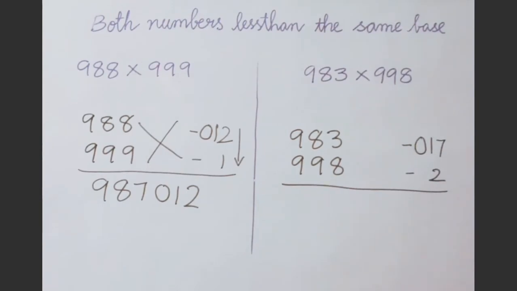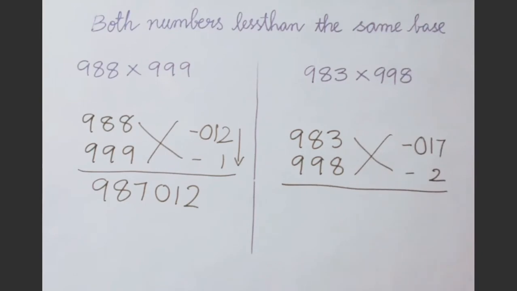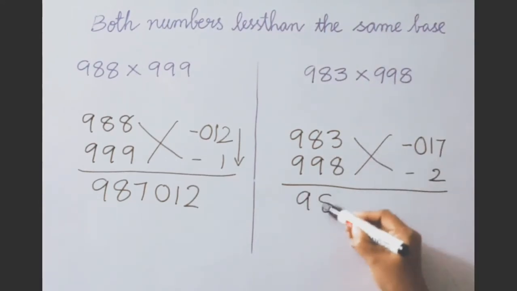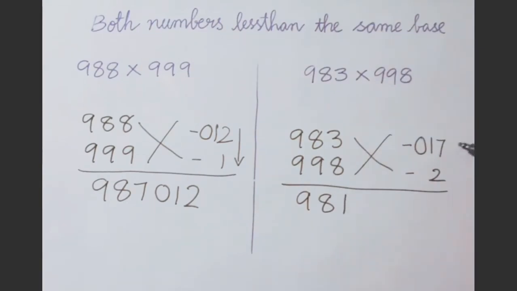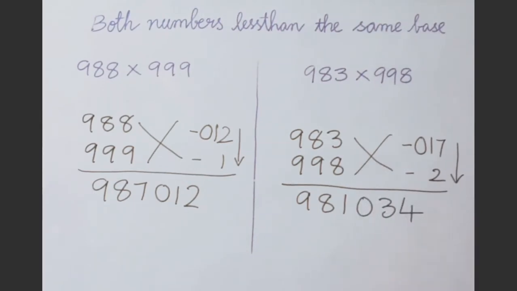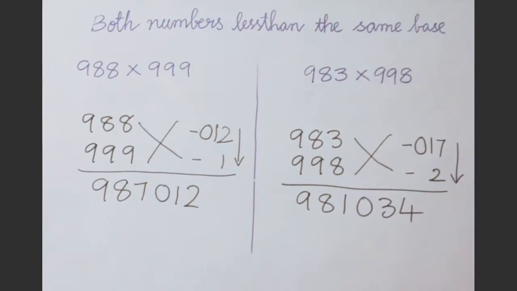So our first step is cross subtraction. 983 minus 2 is 981, or 998 minus 17, then also 981. That is the first part of the answer. Now vertically multiply, 17 twos are how much? 34. Minus into minus is plus. So write the answer 034. So this is the answer for multiplication 983 into 998.